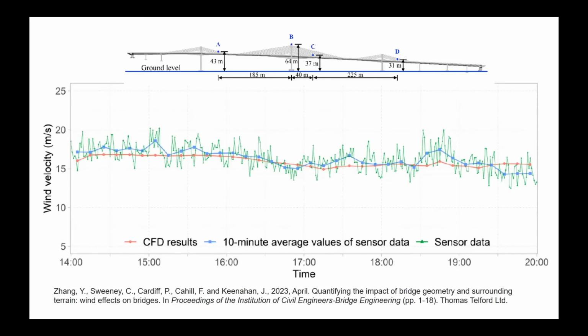So what you're seeing on the screen now is for one of the sensors, sensor C, that you can see on the top diagram. The red curve is what we got from our CFD model at this location C. The blue is the 10-minute average of the sensor data, and the green is the raw sensor data. So we are certainly in the right ballpark in what we're doing. And it's very encouraging to see that the simulations we've been able to produce are quite accurately representing what's happening in reality.